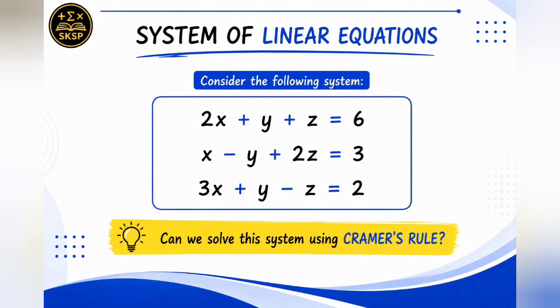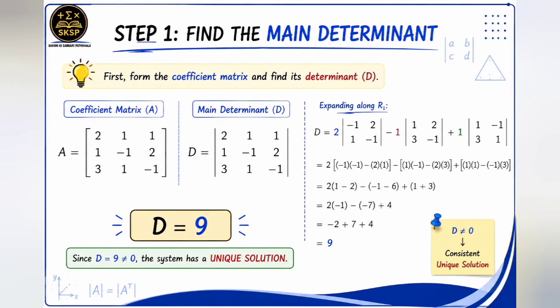But before we start calculating, there is one important question. Can Cramer's rule be applied to this system? Let's find out step by step. The first thing we need is the determinant of the coefficient matrix. So step 1 is to find the main determinant, which is denoted by the letter D.